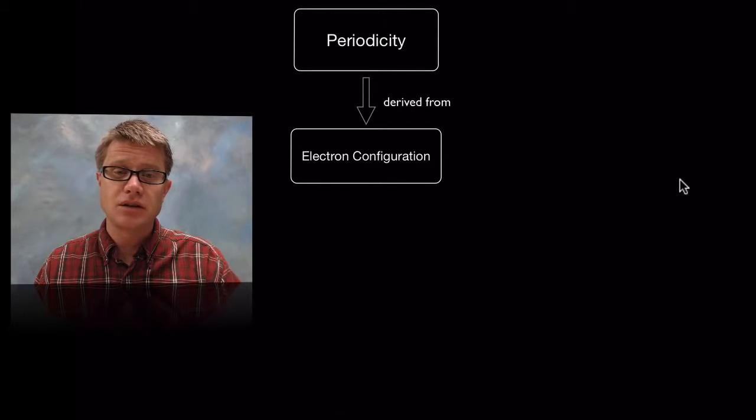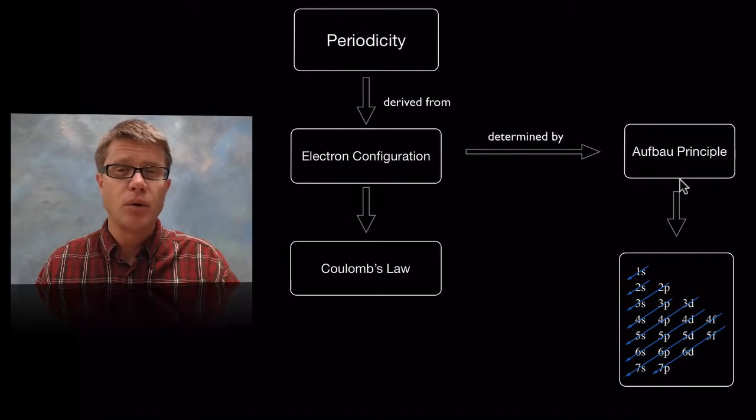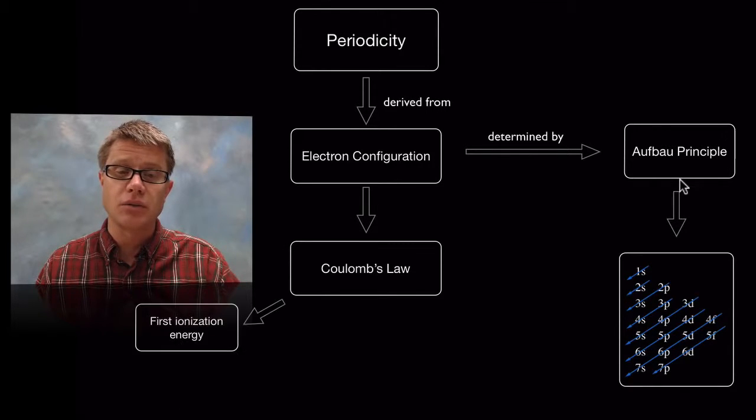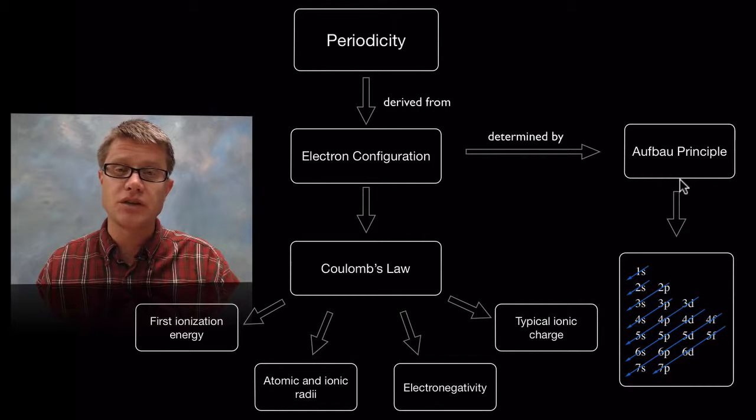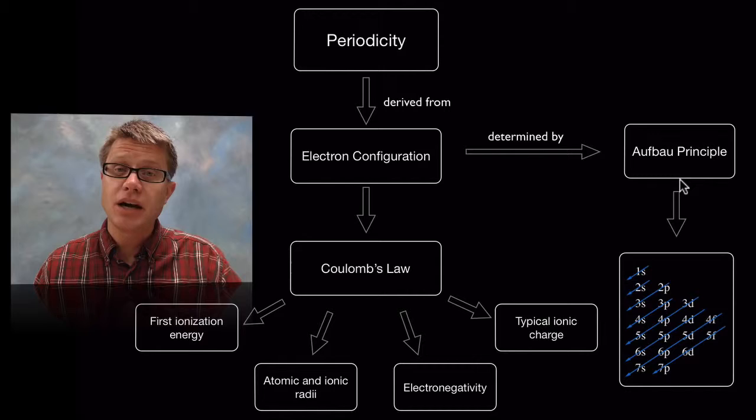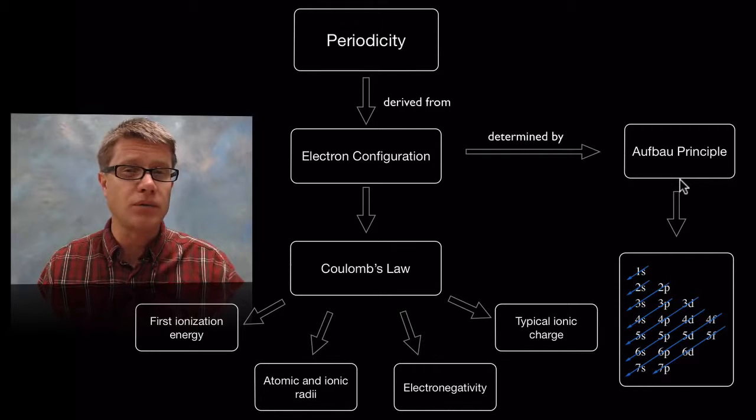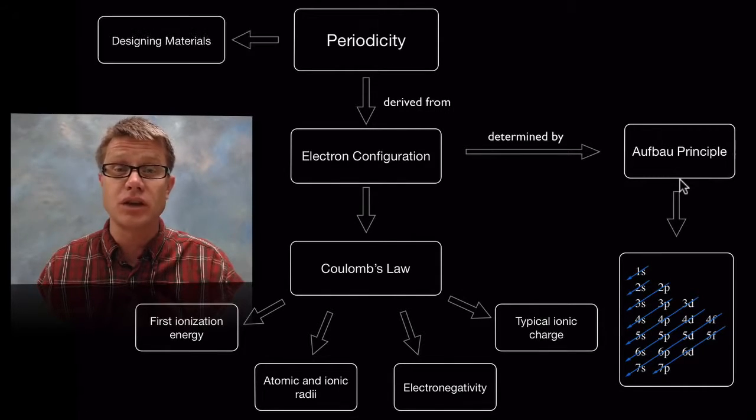And so again, in summary, periodicity comes from the electron configuration, which is determined by the Aufbau principle, but what really explains it is Coulomb's law, which allows us to make these big predictions. Ionization, remember, goes up and to the right. Atomic radii increases down and to the left. Electronegativity up and to the right. And then ionic charge, remember, we find where the noble gases are, and then we look at how many electrons we have to gain or lose to get there. And then these are important in designing materials.